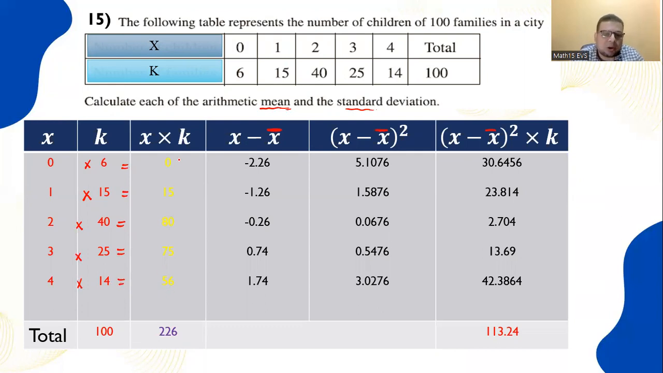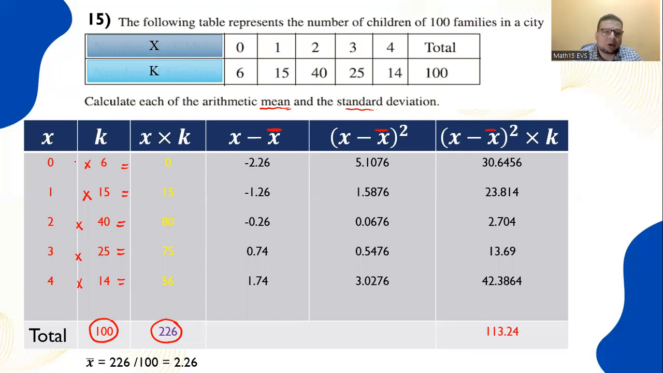But I need x bar now. Do you remember how to get x bar? Yes, the rule of x bar in the table: you divide this total by this total. That means the summation of x times k divided by the summation of k. So x bar here equals 226 divided by 100, which is 2.26. So you know x bar now is 2.26.